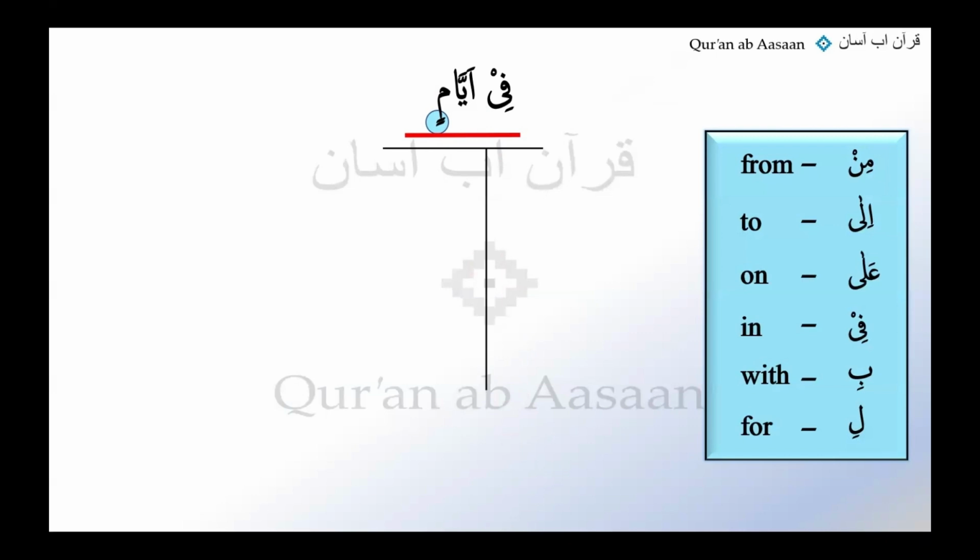Dissecting: fi, harf jar, and ayamin, noun, singular, okay, male. Wait a minute. Ayamin. What is ayamin? Is it singular? Is it a day? Maybe we have all heard of ayyam, the days of Hajj. So is it singular? Is ayyam singular? It's a plural. Excellent. And any idea, any guesses about what the singular is going to be?